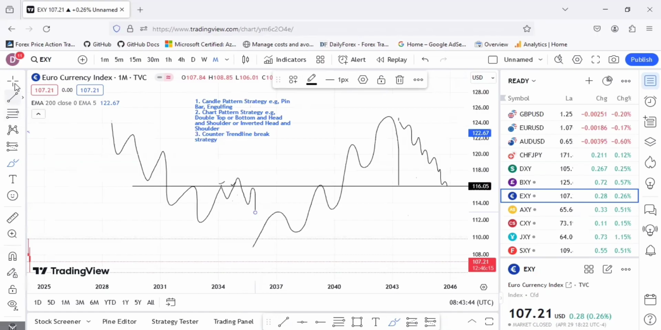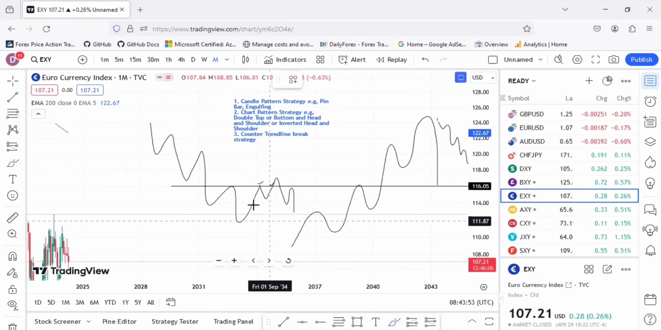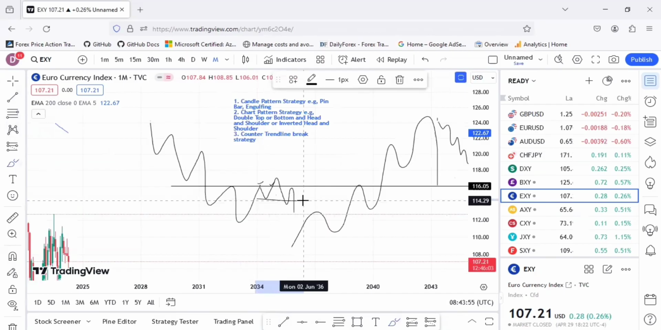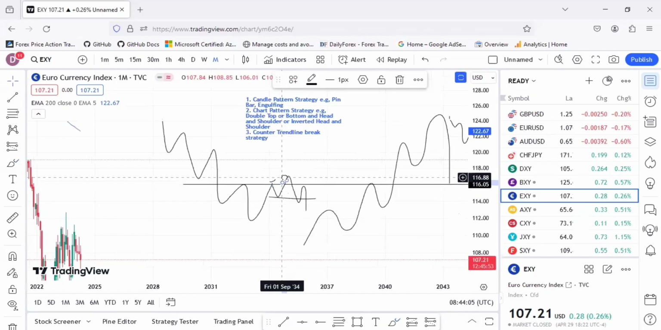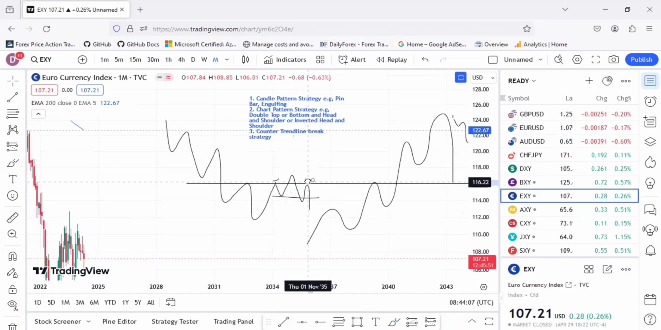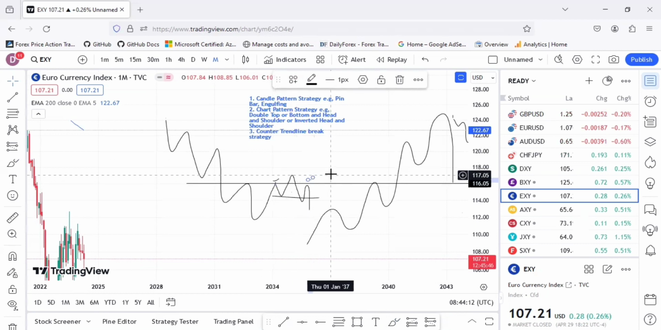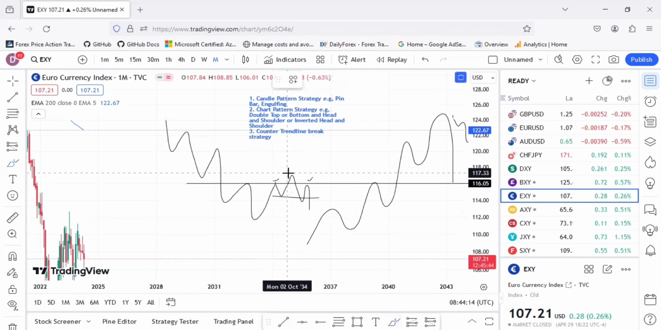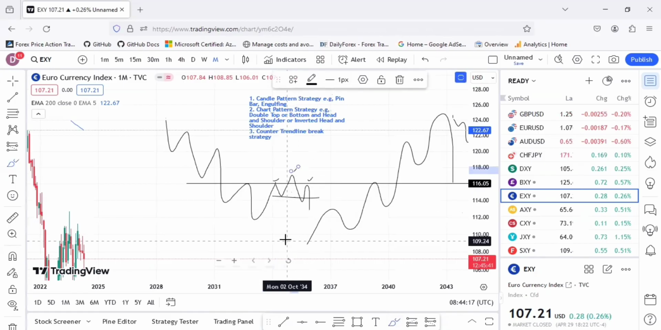So at this point, what do you have? At this point, you have a neckline break. Okay, this is your neckline for head and shoulder. This is your left shoulder, your right shoulder, and this is your head. That is why we call it head and shoulder.